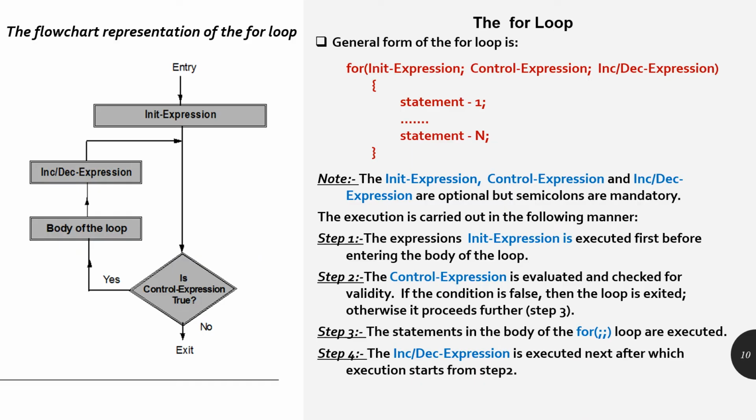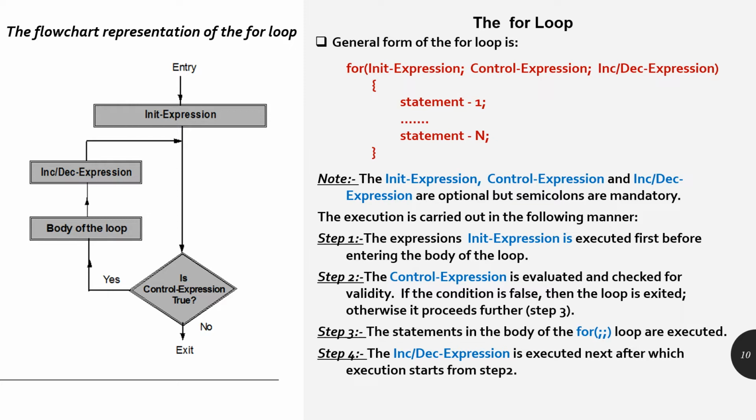Let us discuss the for loop. This is one of the commonly used loops in any language. The general form of the for loop is: for, then the first expression, which is usually the initialization expression, the second expression, which is the control expression, and the third expression, for increment or decrement purposes. Then the body of the loop.